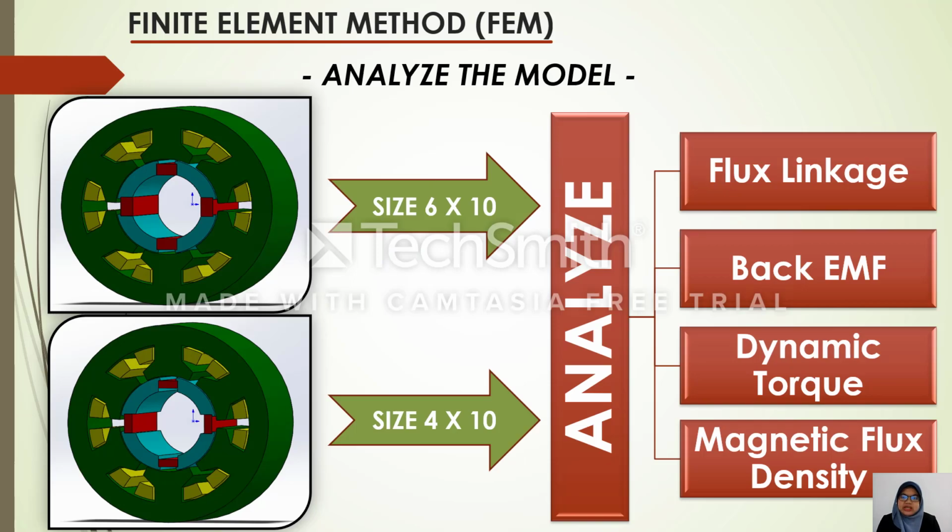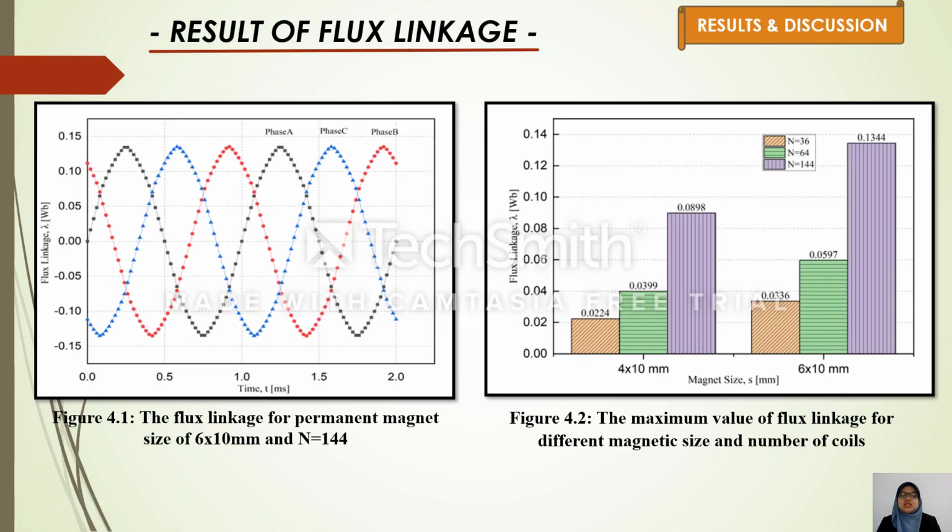To operate the motor and analyze all the models, finite element method is used in this study. In this simulation, the effect of flux leakage was observed for all models with a zero input current condition. Figure 4.1 shows the 3-phase sinusoidal waveform flux leakage of a motor for a permanent magnet with dimension of 6 × 10 mm and number of coil N equal to 144. The maximum value of flux leakage observed in Figure 4.1 is 0.1344 Weber. The maximum flux leakage for all models is illustrated in the graph of Figure 4.2. As a result, the size of the permanent magnet and the number of coils have an effect on the flux leakage value.